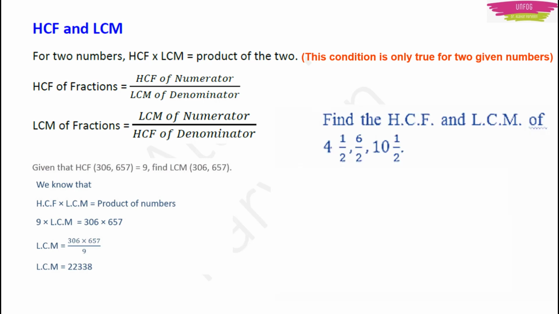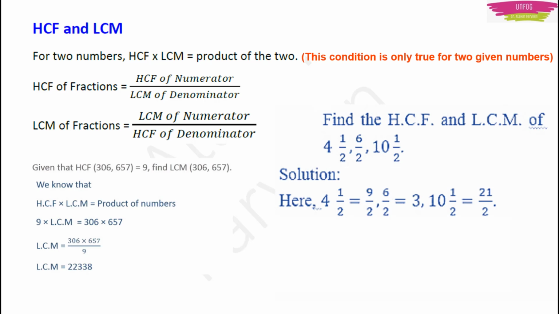For example, if you have a question like this, find the HCF and LCM of 4 1 by 2, 6 by 2, 10 1 by 2. First what you do, all the mixed fractions, convert them to improper fractions. Okay. All the time, whenever you come across fractions, remember that if they are proper fractions, no problem. If they are mixed fractions, convert them into improper fractions. This is how you can convert them.